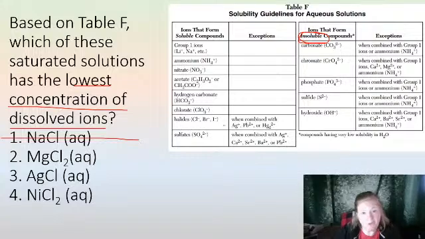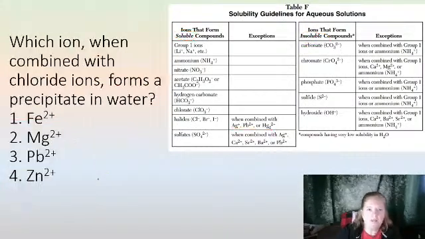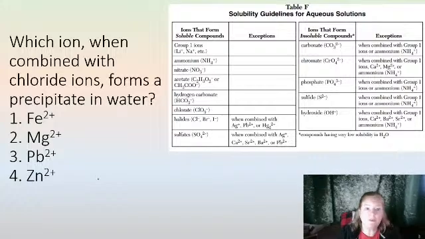So I have to look at chloride. Chloride is soluble, right? So I need to find an exception because I am looking for insoluble. And then right here you see, there's the exception. Ag fits there.